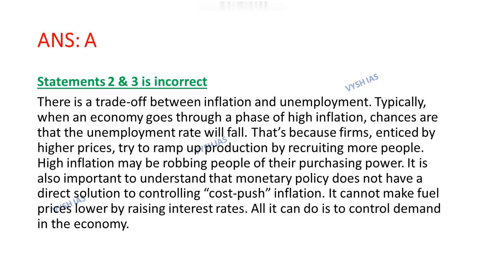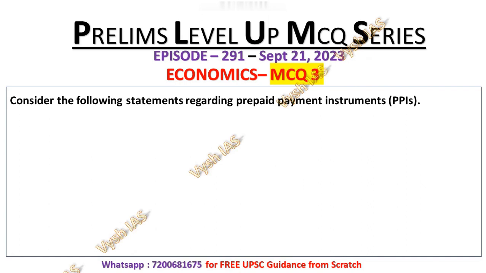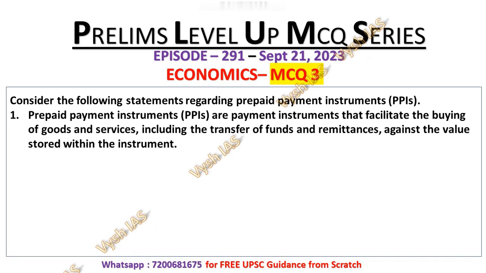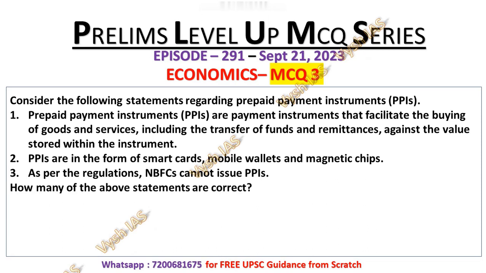And if you want to make notes, then you can follow my solution. MCQ number 3. Consider the following statements regarding prepaid payment instrument, and it is taken from the current affairs. Prepaid payment instruments are the payment instruments that facilitate the buying of goods and services, including transfer of funds and remittances, against the value stored within the instruments. PPI are in the form of smart cards, mobile wallets, and magnetic chips. As per the regulations, NBFCs, that is non-banking financial companies, cannot issue PPI, that is prepaid payment instrument. So you have to identify how many of the above statements are correct. Only one, only two, all three, none. I will give you 10 seconds. Try to answer this question.